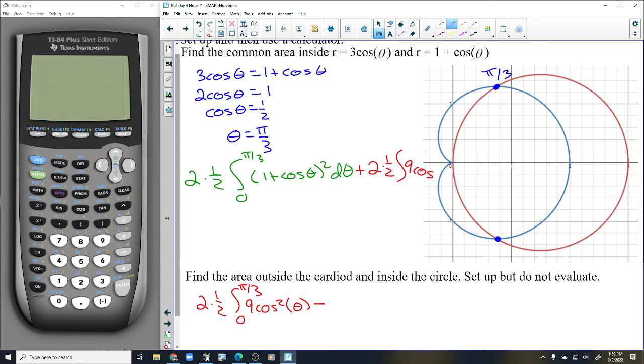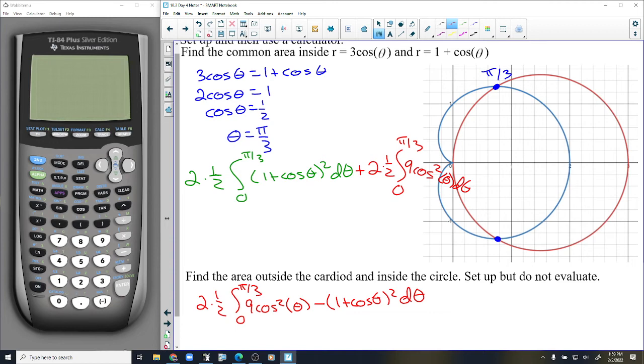So circle minus cardioid plus cosine. There it is set up without evaluating. Oh, yeah, same thing. And that's cosine squared of theta, d theta, like that. Yep, 0 to, same thing.